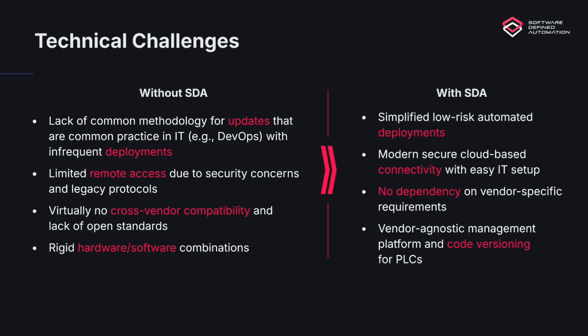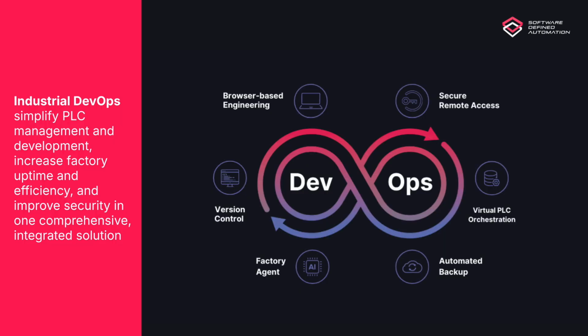Software-defined automation is the innovative platform that manages and automates project update deployments. We offer secure cloud-based connectivity with minimal IT setup. With us, there's no dependency on vendor-specific requirements. We are a vendor-agnostic management platform offering code versioning for PLCs. By automating industrial software development, we leverage the workflow of engineers by saving time and reducing complexity. And this is industrial DevOps: simplifying PLC and project management and deployment, increasing factory uptime and efficiency.